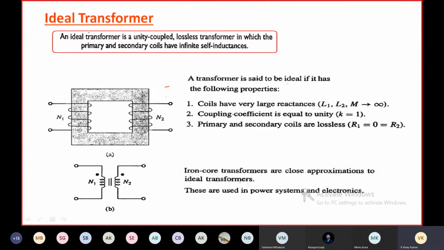Today let us discuss parallel transformer and respected impedance. So, coming to the ideal transformer: an ideal transformer is unity coupled. Unity coupled means K is equal to 1. It means tightly coupled.